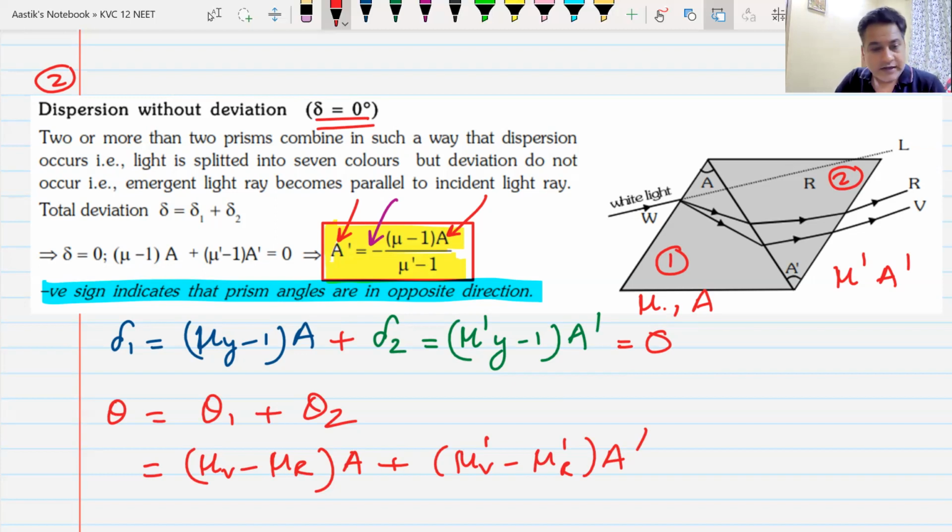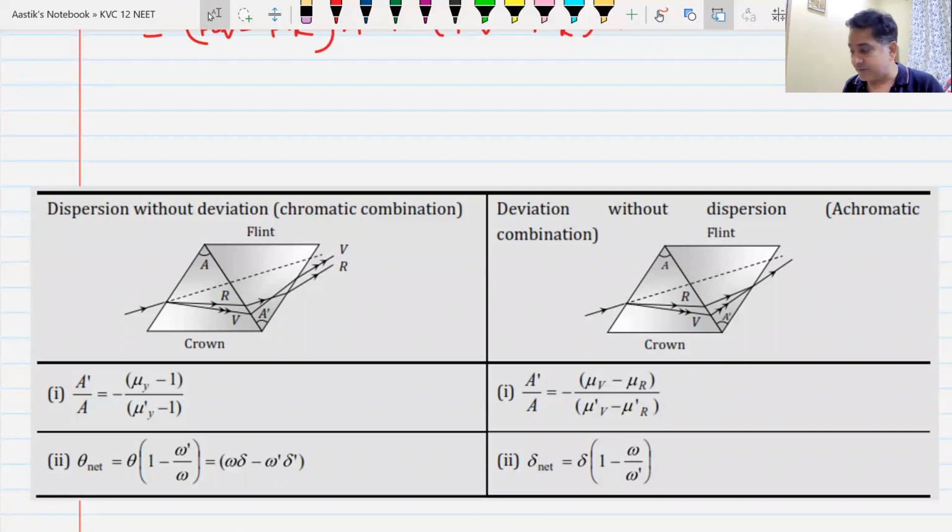Done, sir. Now, this is the same thing written in a tabular form. So if you want, you can write it this way to remember it. The first is dispersion without deviation. This is also known as chromatic combination. Why is it known as chromatic? Chromatic means color. Color means dispersion. If there is dispersion, you call it chromatic.